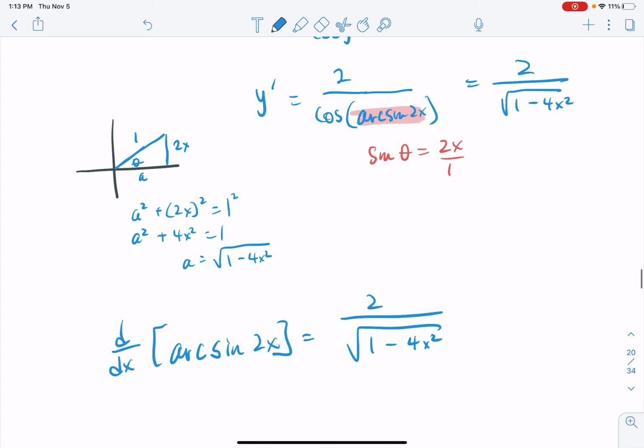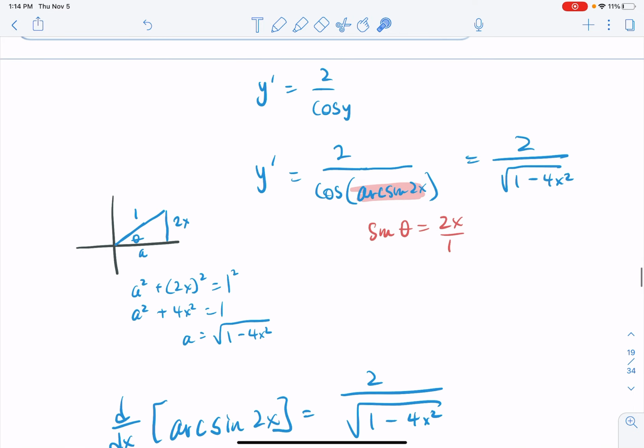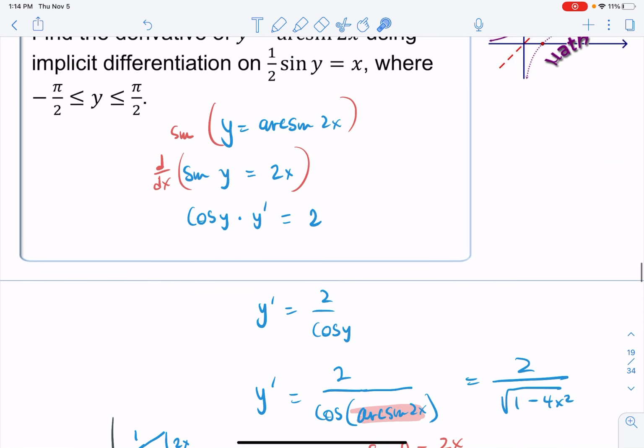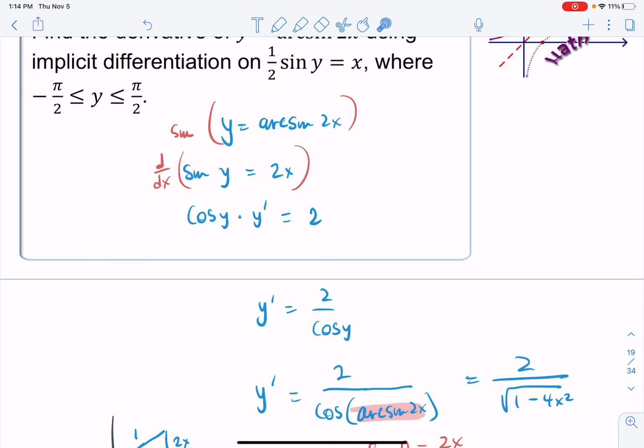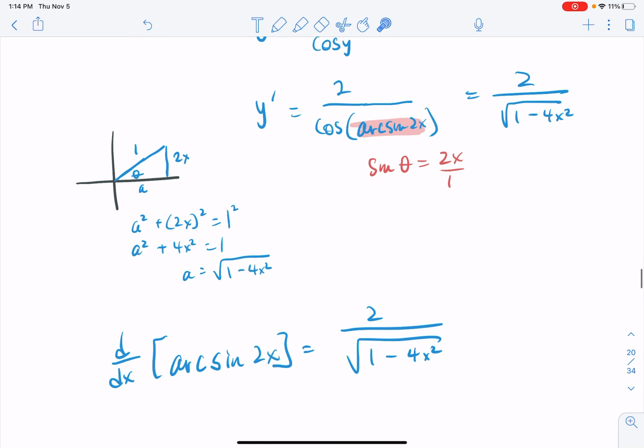Okay, let's see if we can put these little pieces together before I let you try one on your own. Because we don't want to always have to do this particular thing. We don't want to always have to basically turn it into a function that we already have the derivative rule for. We're trying to establish a derivative rule for arc sine, arc cosine, arc tangent specifically, okay?